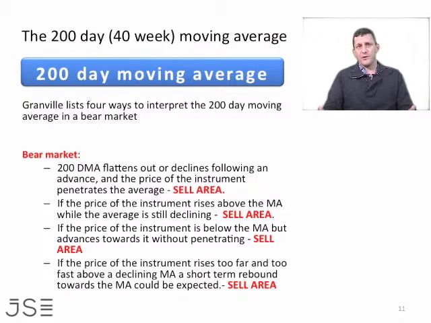And the last way to interpret the 200-day moving average in the bear market is if the price of the instrument rises too far, too quickly above the declining 200-day moving average. A short rebound, a short pullback towards that moving average is then highly probable, and therefore it is a good opportunity for you to sell the underlying instrument.